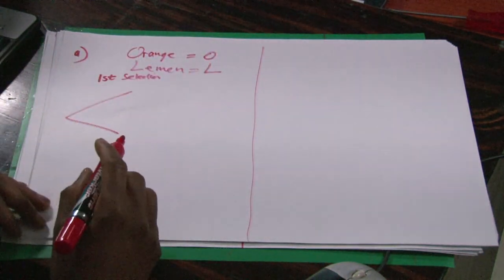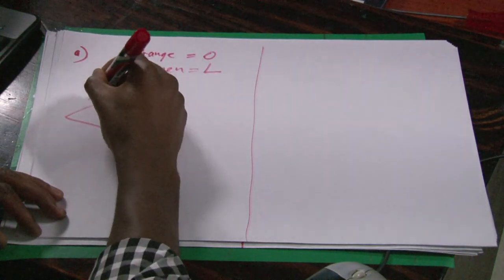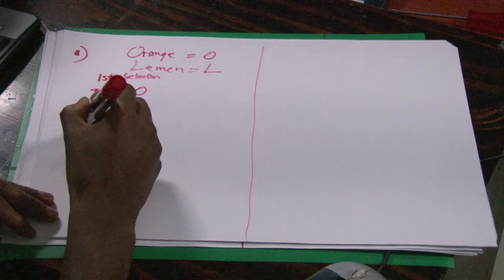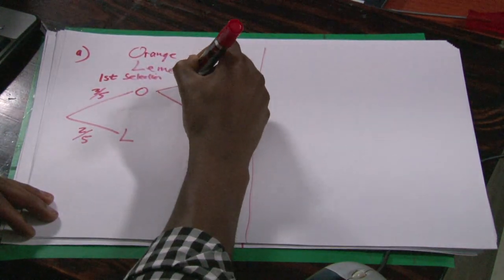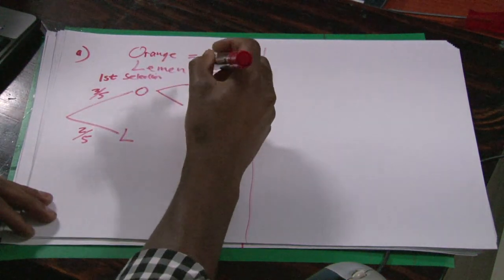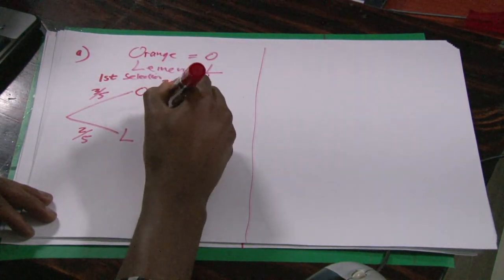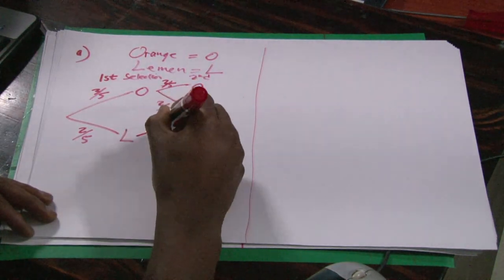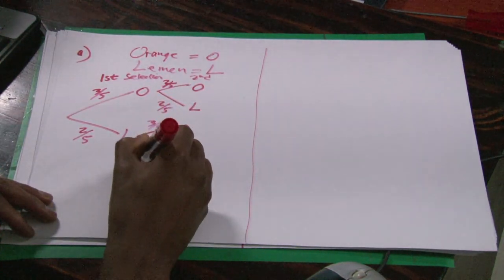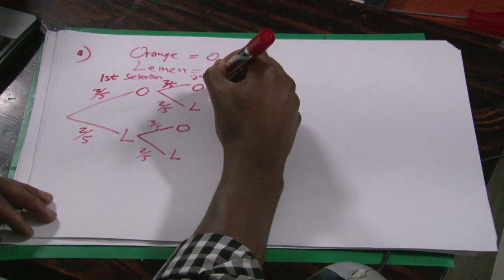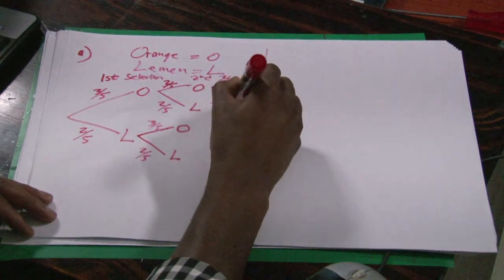When Ian puts his hand in this basket, he takes out a fruit. So 3 out of 5 chance that will be an orange, and 2 out of 5 that will be a lemon. That's the first selection. Let's look at the second selection. The second selection again is still the same. 3 out of 5 chance will be an orange, 2 out of 5 chance it will be a lemon. The same applies here again. 3 out of 5 chance will be an orange, 2 out of 5 chance it will be a lemon.